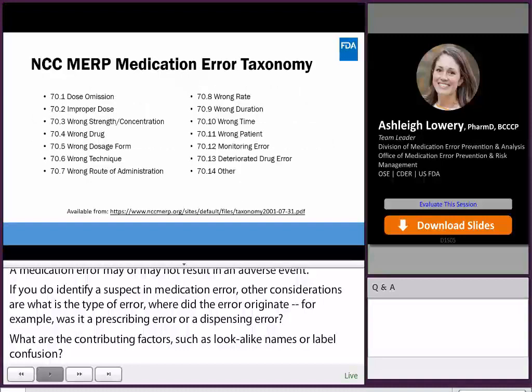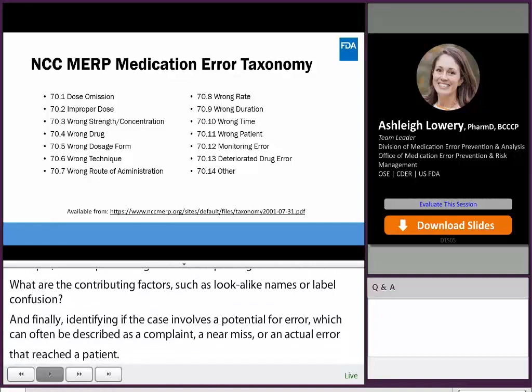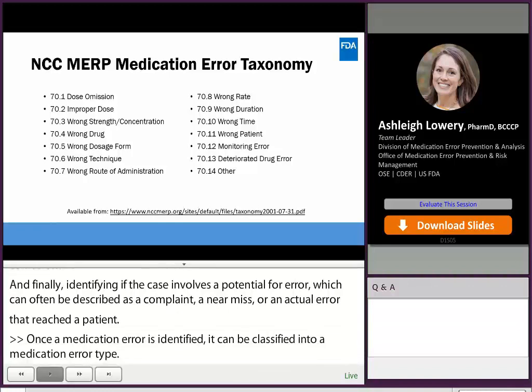Once a medication error is identified, it can be categorized into a medication error type. Medication error type can be described using the NCC MERP taxonomy, which is a standard language to classify and collect data on medication errors. You can see the examples listed here, and this can be used, or medication errors can be categorized differently to suit a specific issue or case type.